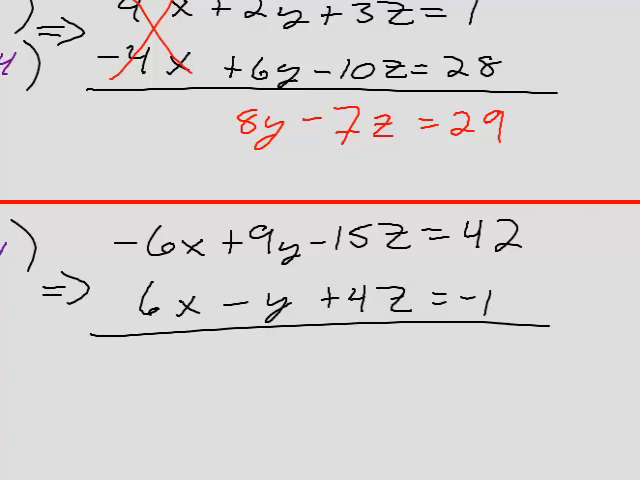And then again, what do we do with these? We add them. So what's negative 6x plus 6x? Cancel. What's 9y take away a y? What's negative 15z plus 4z? Negative 11z. And what's 42 take away 1? 41. So you see here, I have one equation that has y and z in it only. Here, what are my 2 variables? Y and z only. So what I'm going to do is put these 2 red equations back together as their own system.